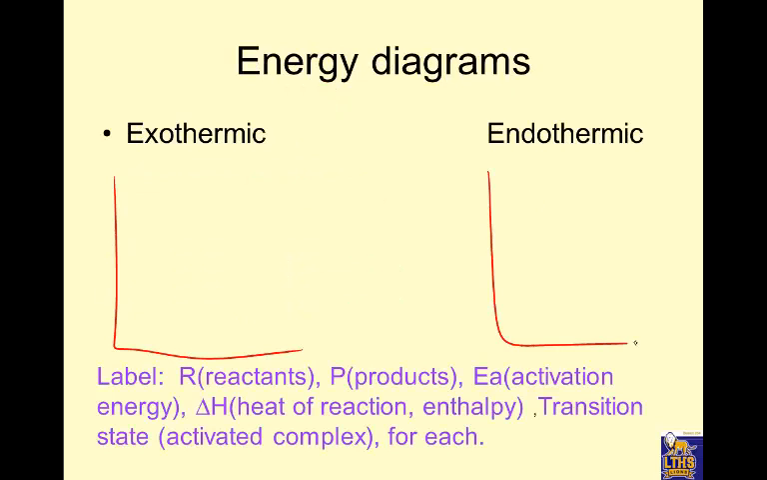Okay, so energy diagrams. Well, we have two kinds. We can do an exothermic energy diagram. We can do an endothermic energy diagram, which would start like that. Okay, so always we have reactants and products. Reactants and products.